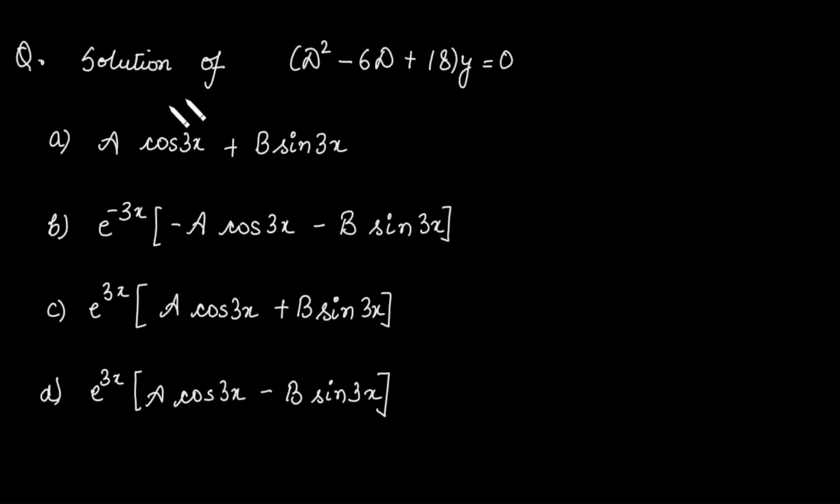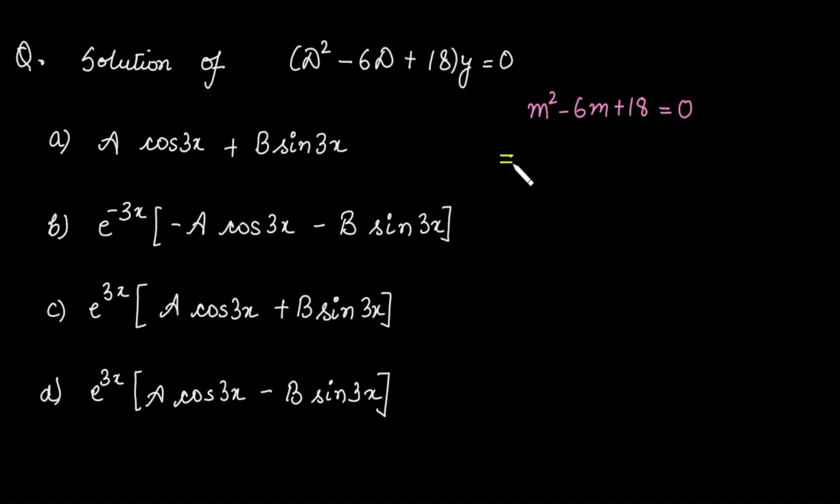Now next is the solution of this differential equation. So write its auxiliary equation. This is m square minus 6m plus 18 (y replaced by 1) is equal to 0. So it has the option in the form of cos and sine. So it means there exists a complex root. Let's find the complex root by directly using the formula.